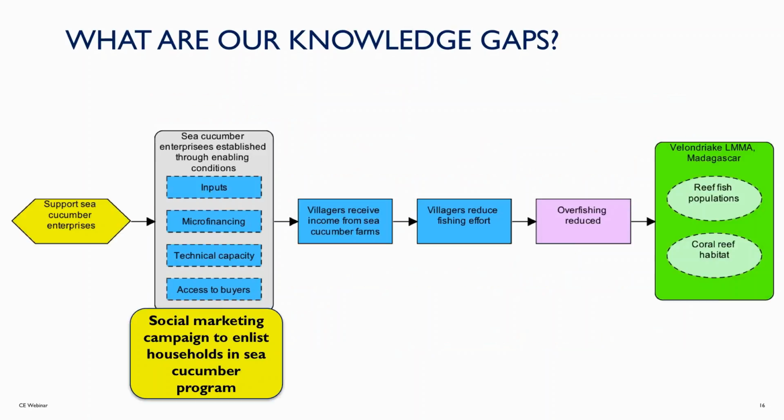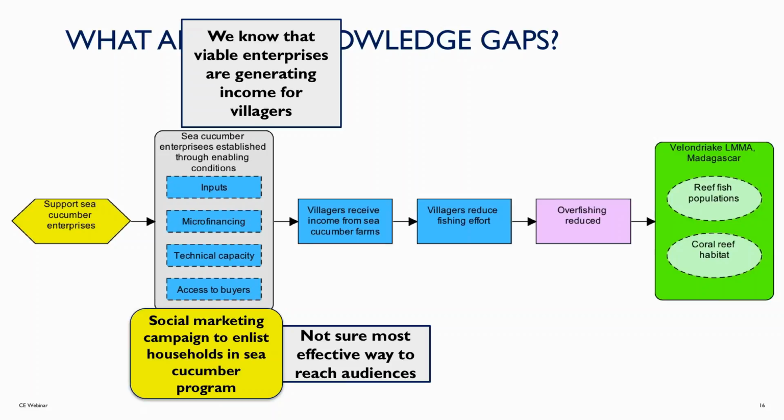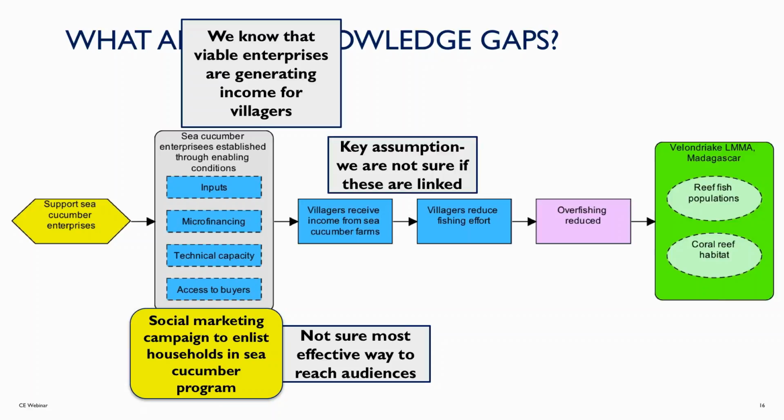Okay, and you can do some of this brainstorming right here on your theory of change. So we might think, okay, we already know that viable enterprises are generating income for villagers. Maybe we've done a pilot and we see that when we set these up, they generate significant income. So we already know that. Maybe we plan to do some social marketing to go to scale and to bring more households into the program, but we're not sure what the most effective way is to reach our audiences. So that's one gap that we might have.